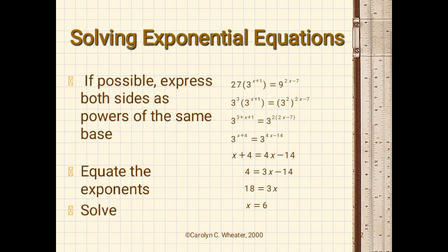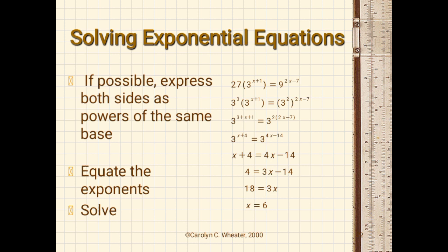27 times the quantity of 3 raised to the power of x plus 1 is equal to 9 raised to the power of 2x minus 7. Why? Because we have to equate the exponents. If possible, express both sides as powers of the same base. The bases are the same, so we have to equate the exponents.